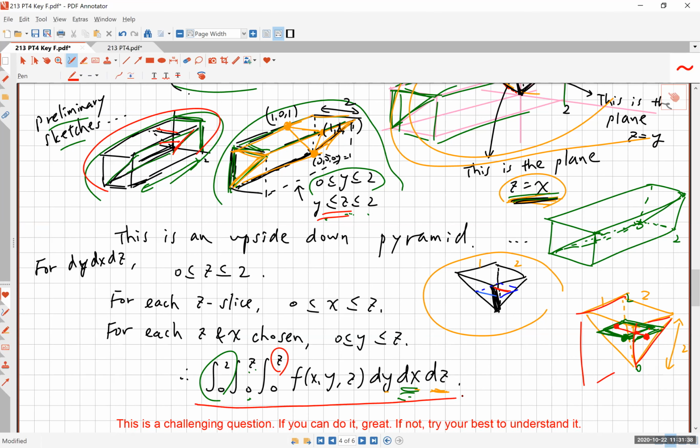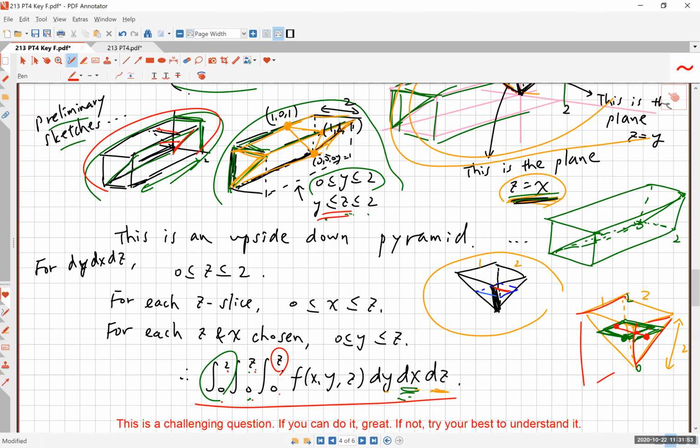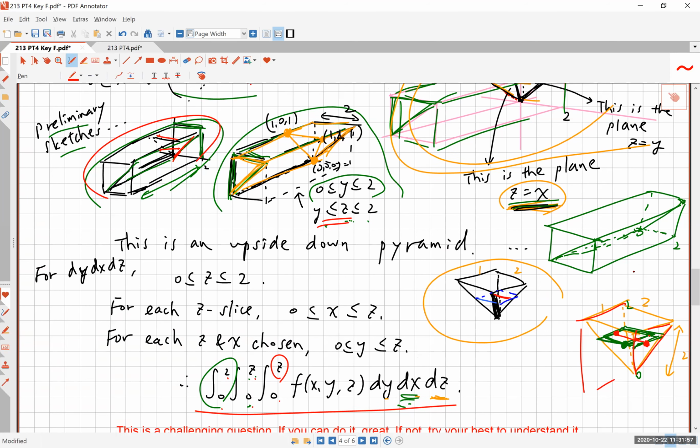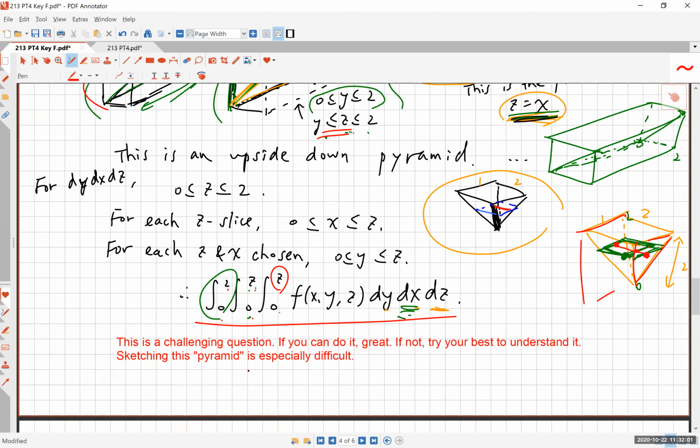So it doesn't look bad, okay? But it takes a tremendous amount of work to go from these simple looking 0, 2, y, 2, 0, z, to our correct answer, 0, 2, 0, z, 0, z. This is not something you can guess. And it is much more difficult to picture than the other questions. So it is a challenging question.